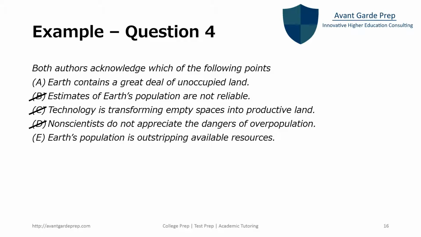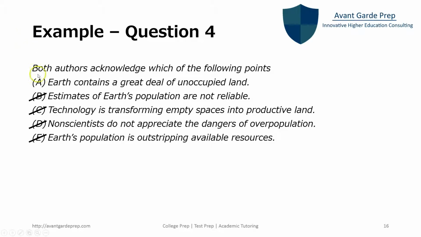And E, Earth's population is outstripping available resources. This is not addressed in passage 1, so again, it's automatically wrong. And it is maybe insinuated in passage 2, but it's not said quite like that. It does talk about how we have to consider resources when we think about whether we're overpopulated or not, but it never says that we're outstripping available resources with the population that we have right now. So either way, E is not a good answer.